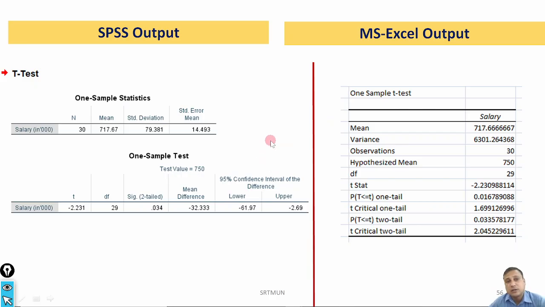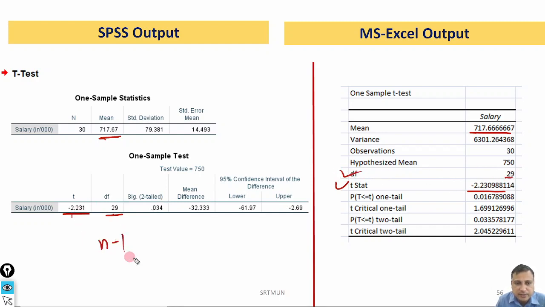Now let me take you to the SPSS output and MS Excel output together. If I compare, both the outputs are the same. See, here the mean is 717.67. Here it is almost the same. Fine. Here t is minus 2.231. Here the t is minus 2.23. 0.98, it is almost 1. Fine. Degrees of freedom 29. Degrees of freedom are 29.